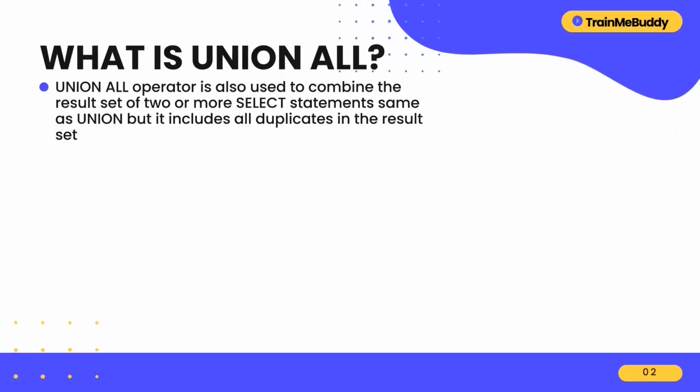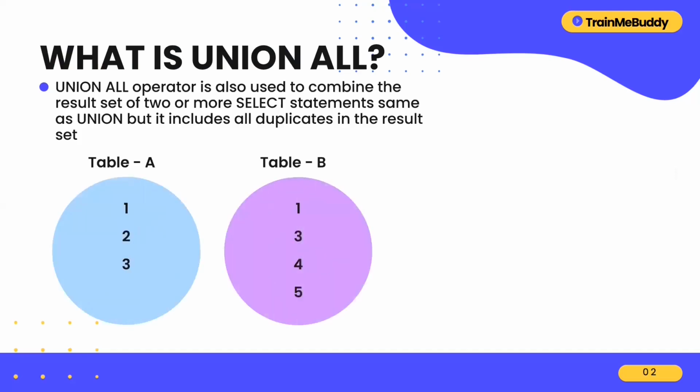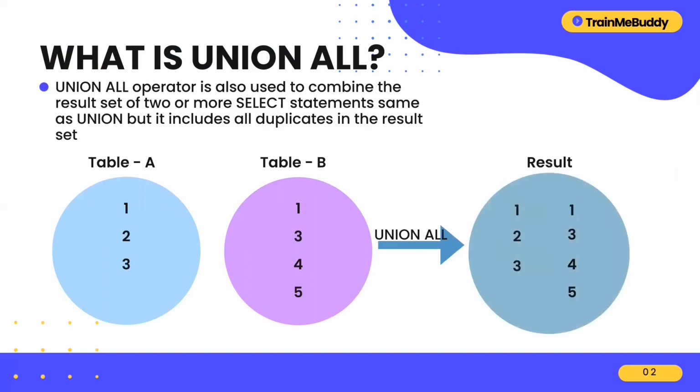So what is union all? The union all operator is used to combine the result set of two or more select statements, same as the union. However, in the case of union all, it does not remove the duplicates from the result set. Let's understand this using a Venn diagram. Let's say we have two sets called table A and table B. Table A has 1, 2, 3 and table B has 1, 3, 4, 5. Then when we perform the union all, the result would get 1, 2, 3 from table A and 1, 3, 4, 5 from table B.